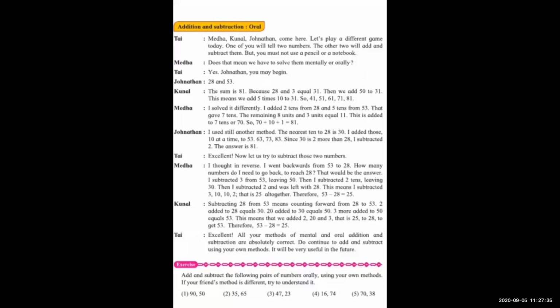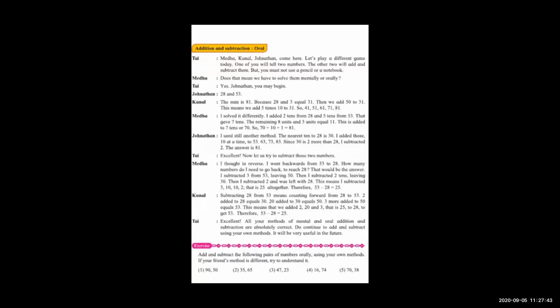Medha, Kunal, Jagannathan, come here. Let's play a different game today. One of you will tell two numbers and the other two will add and subtract them. But you must not use a pencil or a notebook. In this word problem, you don't use a pencil and notebook. You want to solve this sum orally.